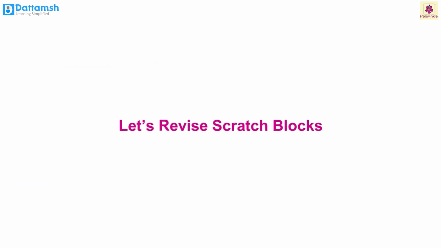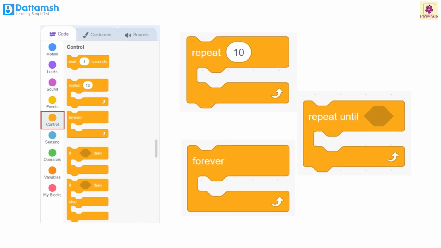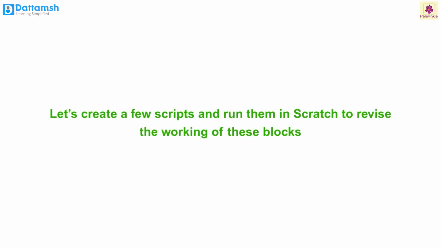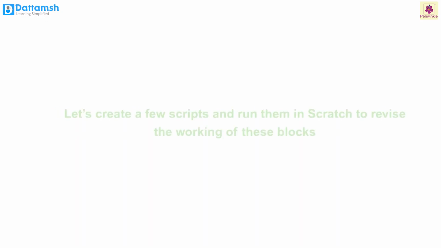First, let's revise Scratch blocks. We have learnt about various blocks like the repeat block, forever block, repeat until block, and so on from the control block in the third standard. Let's create a few scripts and run them in Scratch to revise the working of these blocks.